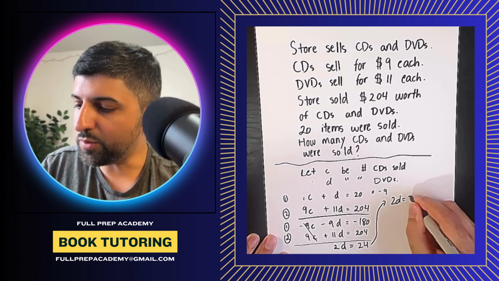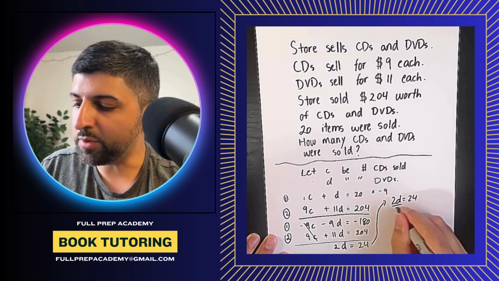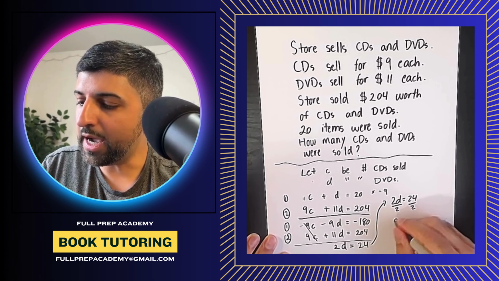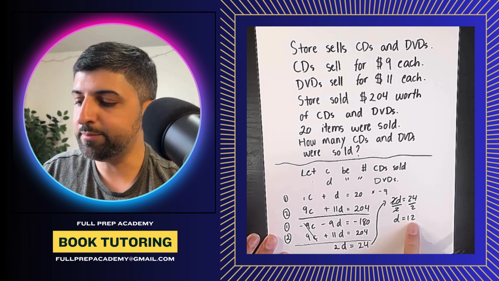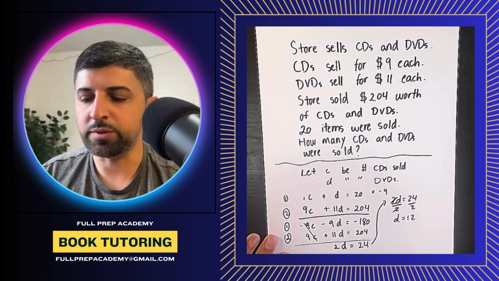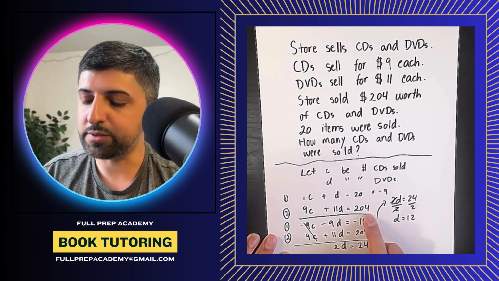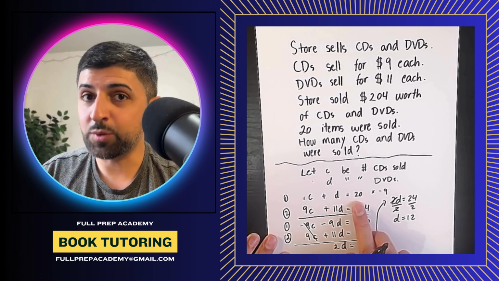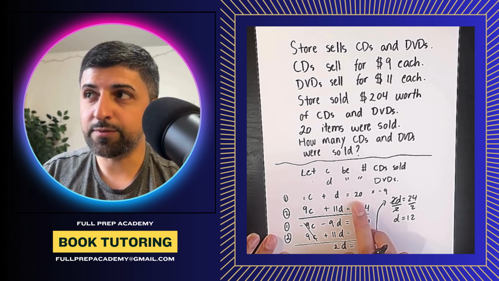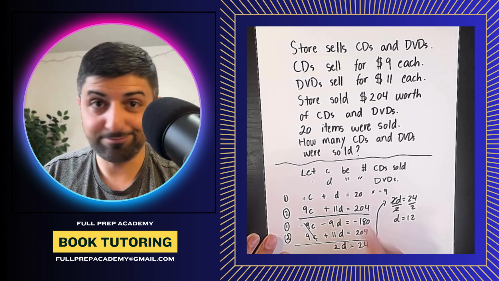So let's take this equation up. 2d equals 24. Divide both sides by 2. I know that d is going to be 12. It's going to be half of 24. The number of DVDs sold to generate $204 is 12. 12 DVDs. There were a total of 20 items though, right? So if 12 of those 20 were DVDs, I know that the number of CDs is 8, right?